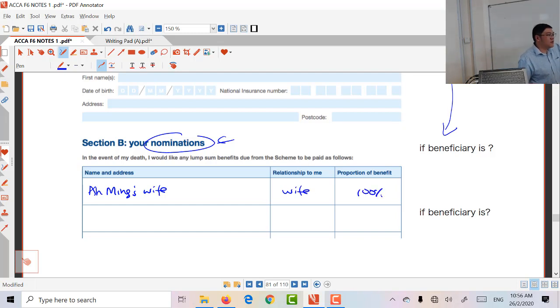Now, in that case, will you call this a benefit? Of course, because if you die, the money goes to your wife. That's a benefit, right? Then you tax it, because anything that comes as a benefit, you tax it.